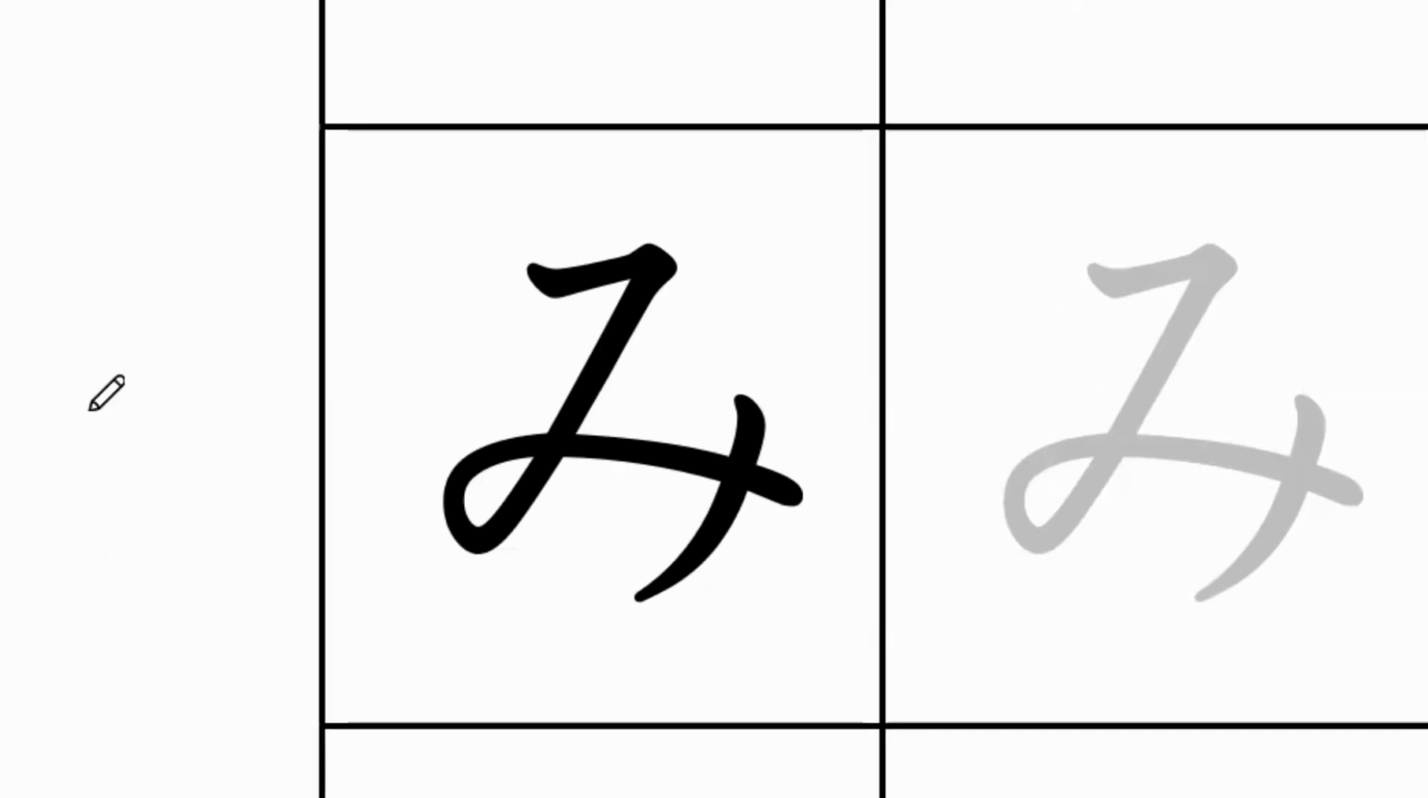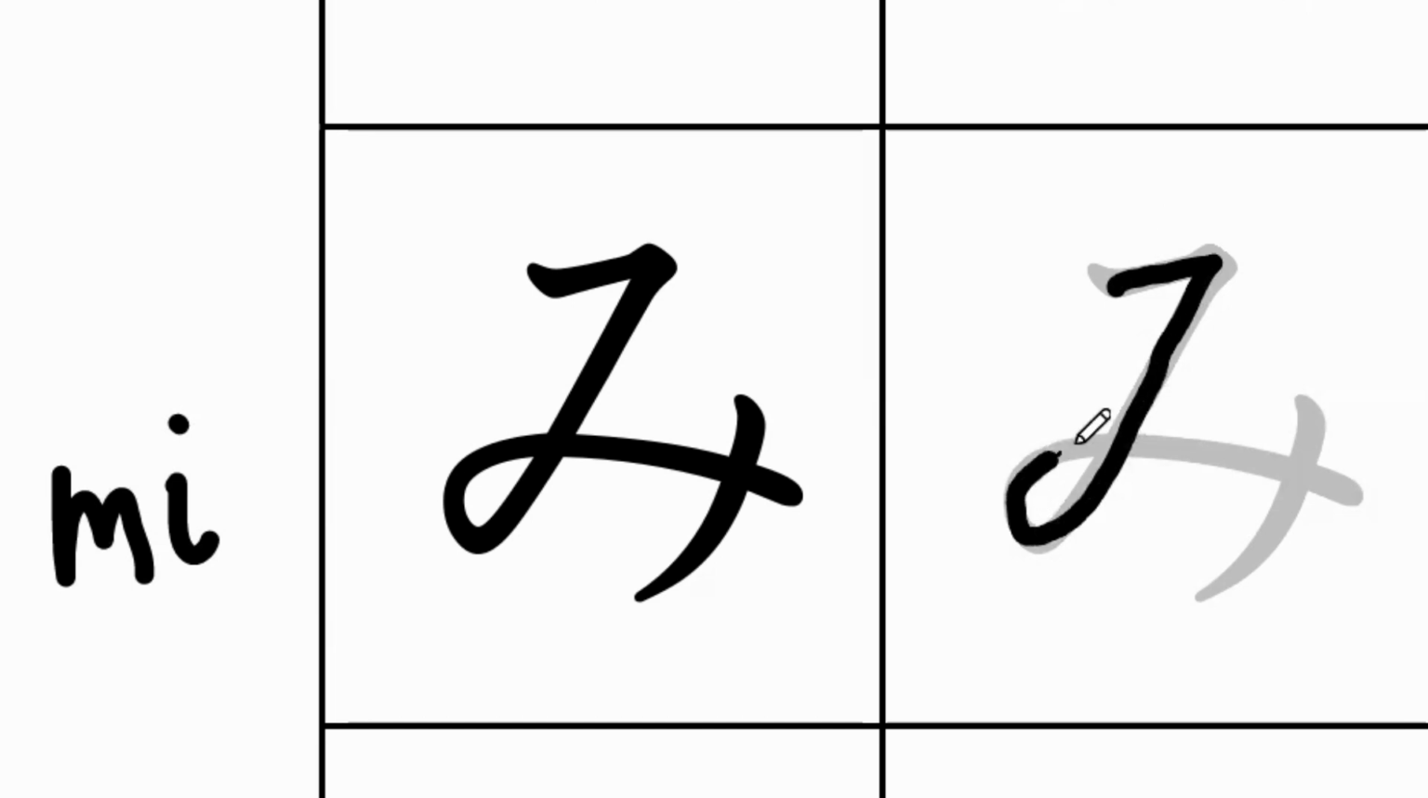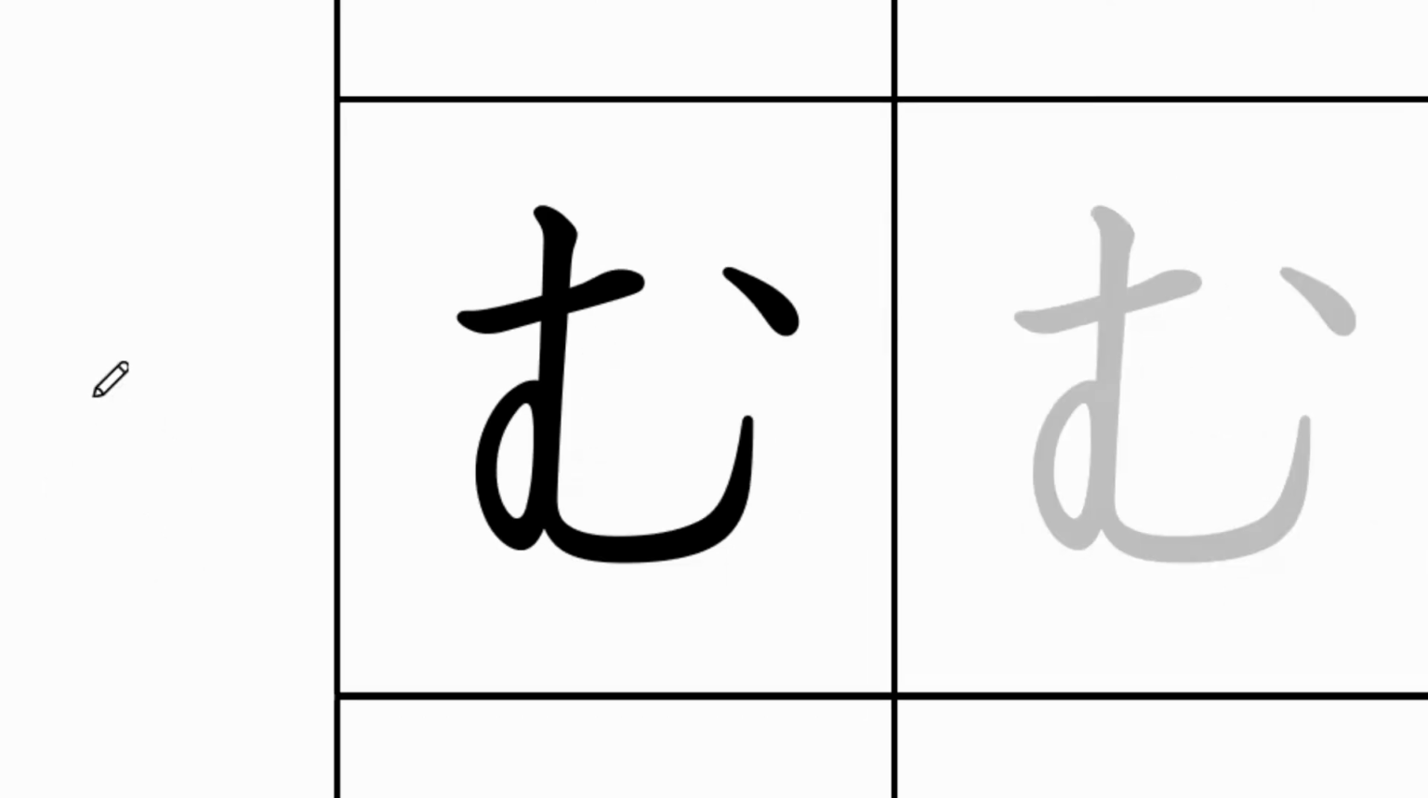The next character is Mi. So let us see how to make this character. This character has got 2 strokes. The first stroke is like this. And the second stroke is like this. This is Mi.